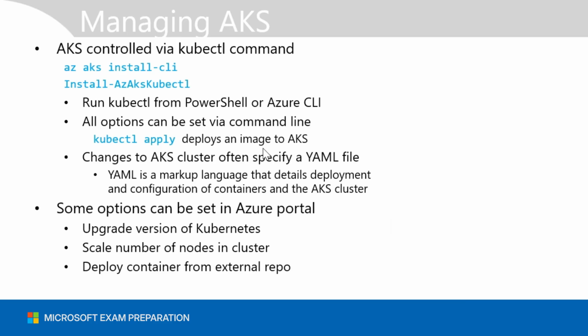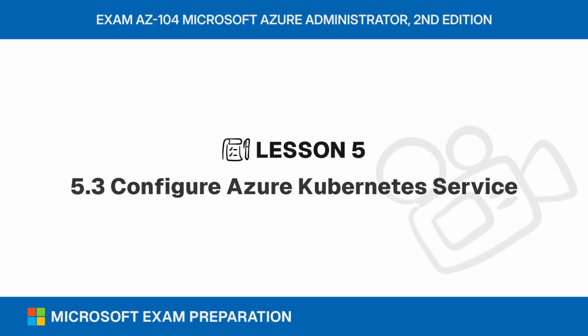There are some options, as I showed you, that you could set in the Azure portal for managing AKS. I mentioned upgrading the version. You can scale the number of nodes in your cluster. There is support if you're deploying code or a container from outside in a registry. You can do that from the portal as well.